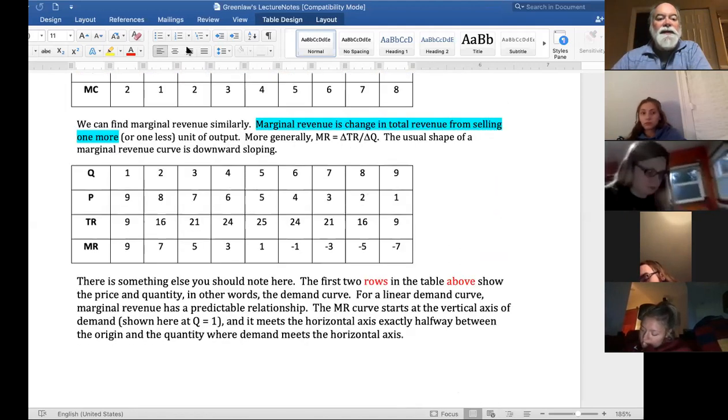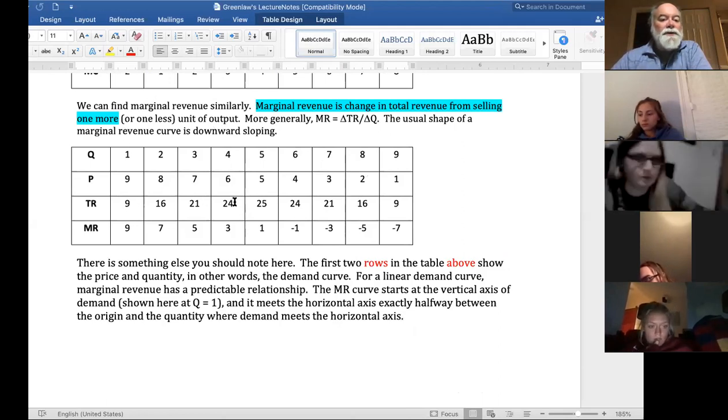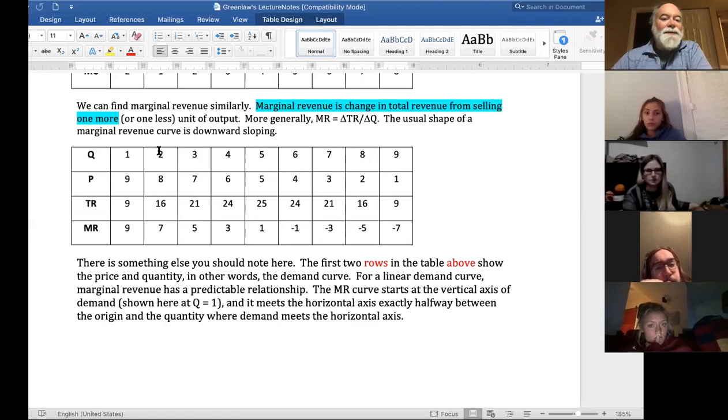Okay, so if we look at this table, total revenue goes 9, 16, 21, 24. Marginal revenue of 4 is 24 minus 21, which is 3. Marginal revenue of 3 is 21 minus 16, which is 5. Marginal revenue of 2 is 16 minus 9, which is 7. Marginal revenue for 1 is 9 minus 0, which is 9. Okay, so marginal revenue curves go down from left to right. There's actually a trick here that I want to show you in a minute.